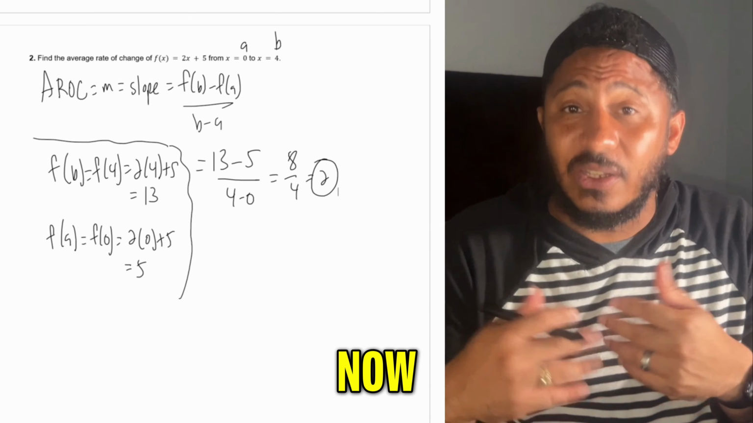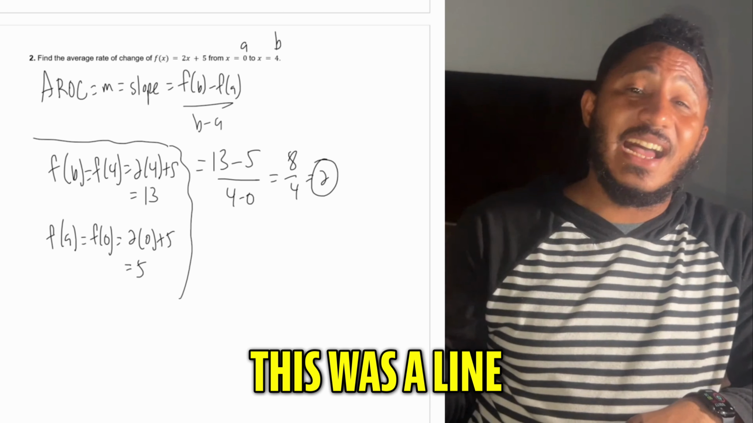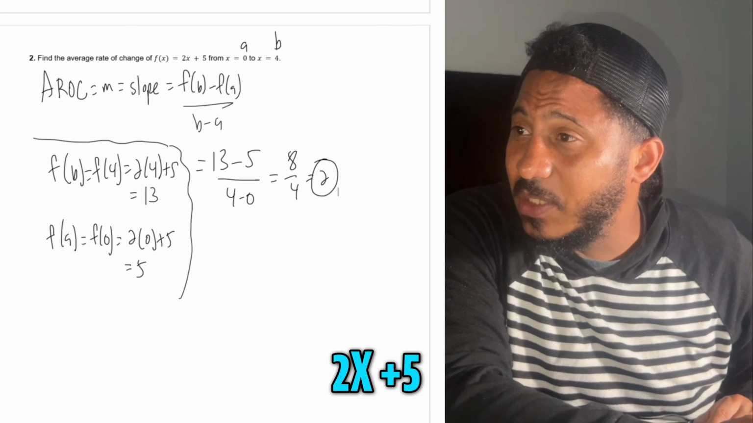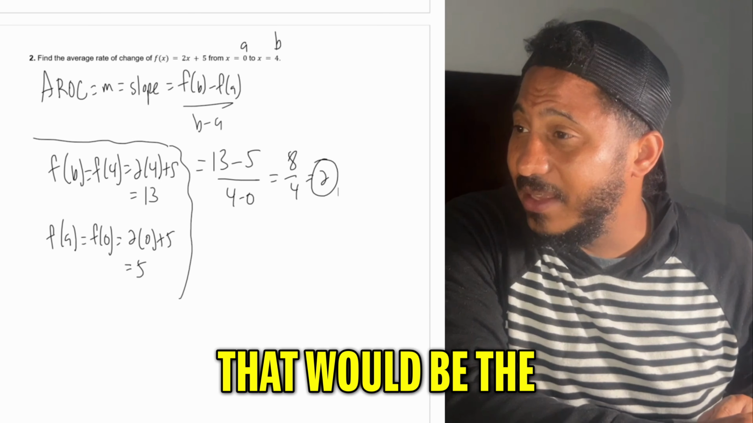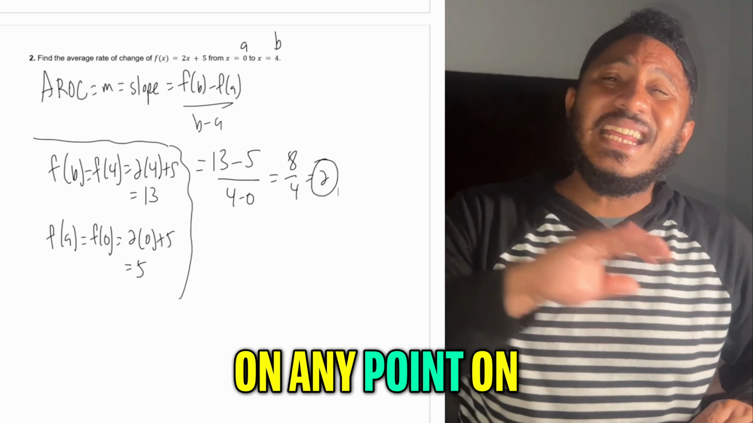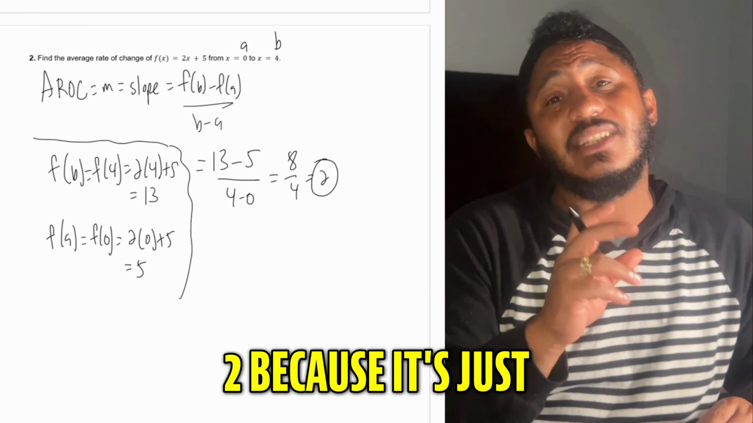on this function. Now, something to note is that we were saying the average rate of change, or in other words, a slope. This was a line. This function is a line, right? f of x equals 2x plus 5 is a line, meaning it has a slope. Notice the slope is 2. And so that would be the average rate of change on any point on this line, okay? No matter what points we pick, right?